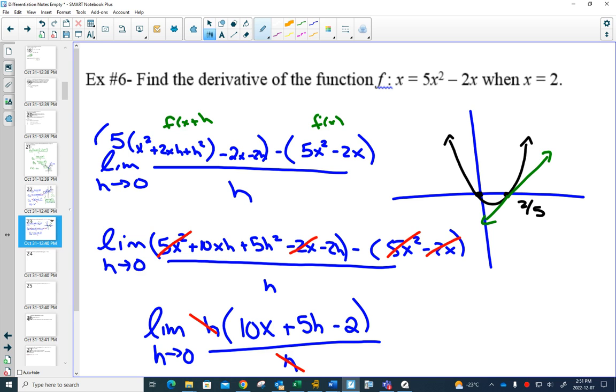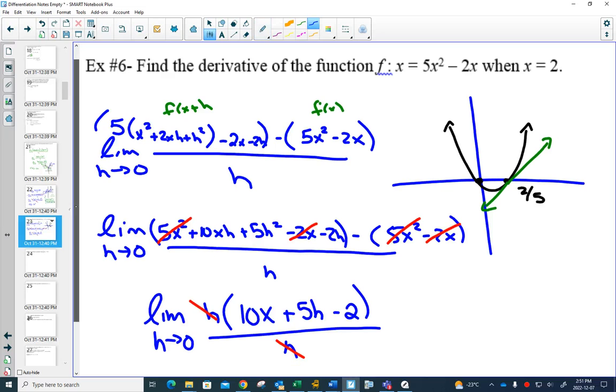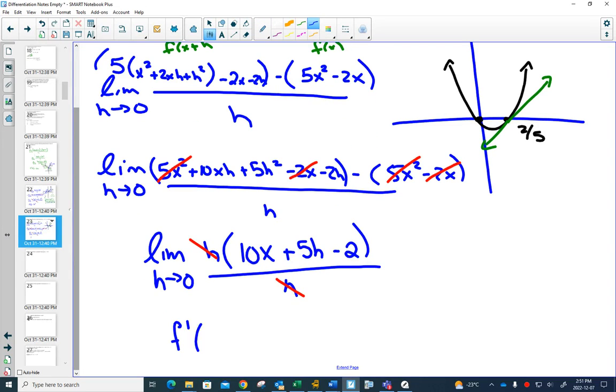And now my h's cancel out. And that's what was causing the problem in this limit, because it was causing us to divide by 0. Now you can plug in h equals 0 and figure out the equation. That our derivative is going to equal 10x minus 2.